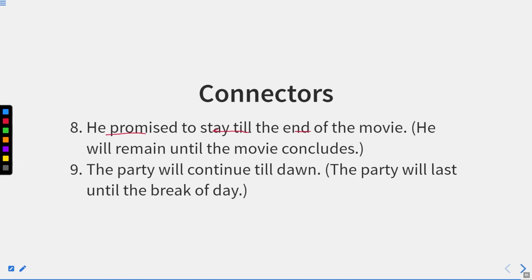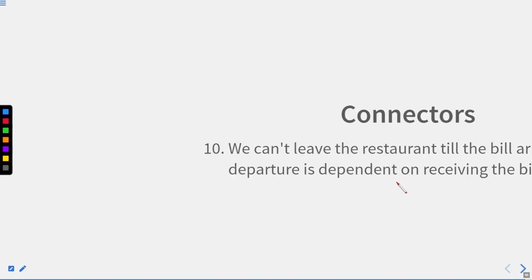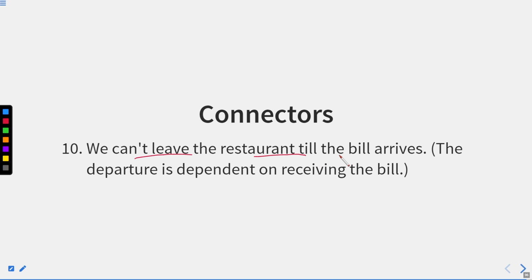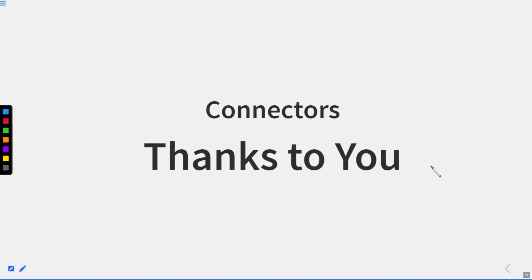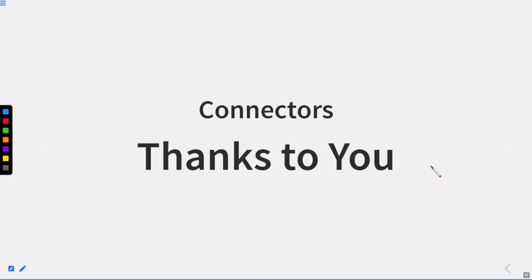He promised to stay till the end of the movie. He will remain until the movie concludes. The party will continue till dawn. The party will last until the break of the day. We can't leave the restaurant till the bill arrives. The departure is dependent on the receiving of the bill. So these were some examples of till.